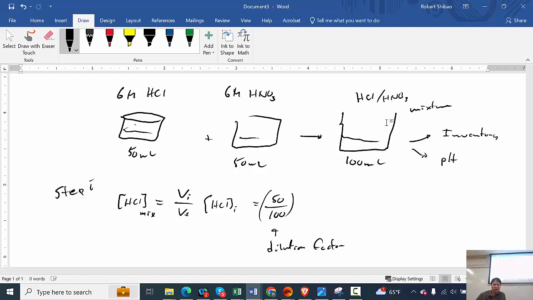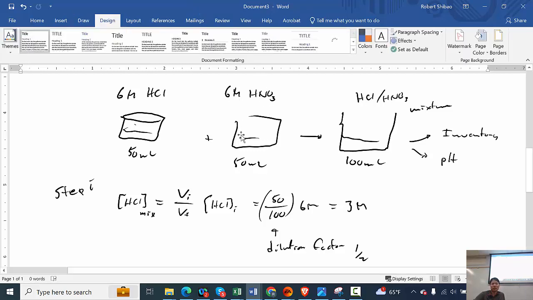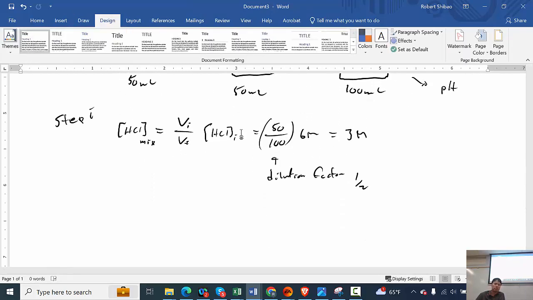The dilution factor, we can just reduce that to 1/2. So it's a 1/2 dilution. This is a kind of a dilution we can do in our heads because it's just 1/2 the initial concentration. The initial concentration was 6 molar, so this is just going to be 3 molar. If you look at the HNO3, you see the HNO3 will have the same dilution factor? It's a 1 to 2 dilution or 50 to 100 dilution. And so in the mixture it should be at 3 molar as well.